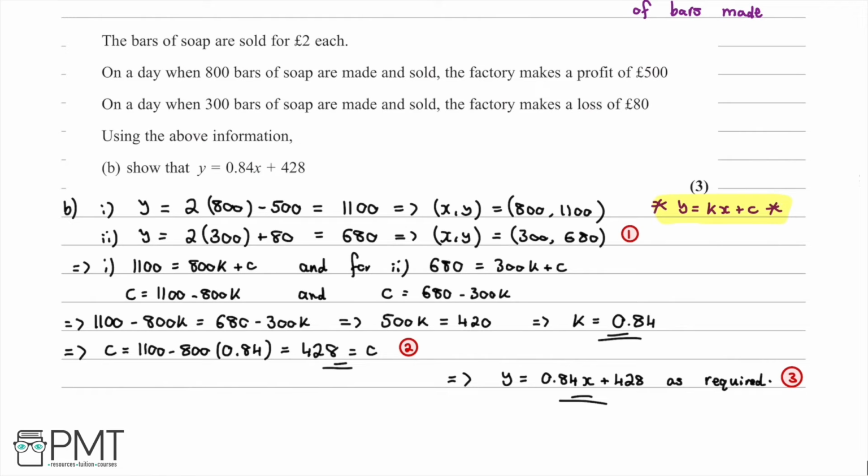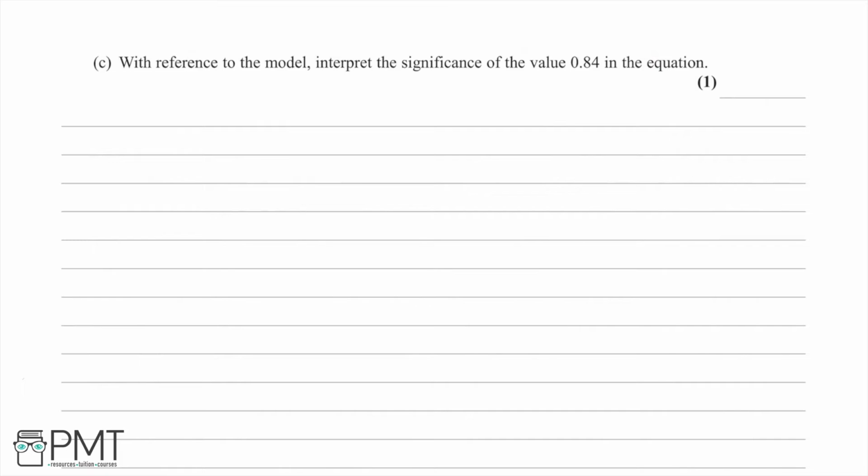So now taking a look at part C of this question, we're asked with reference to the model to interpret the significance of the value 0.84 in this equation. So we recall what was the equation we're talking about. So it's the equation which we've just proven in the previous question, and just noting it down here in purple, we have that y is equal to 0.84x plus 428. So we recall that 428, that was a fixed cost. So there would be a cost of £428 if we made 0 bars of soap, or if we made 1 million bars of soap. So it's a standard cost which is fixed and it's always going to be there.